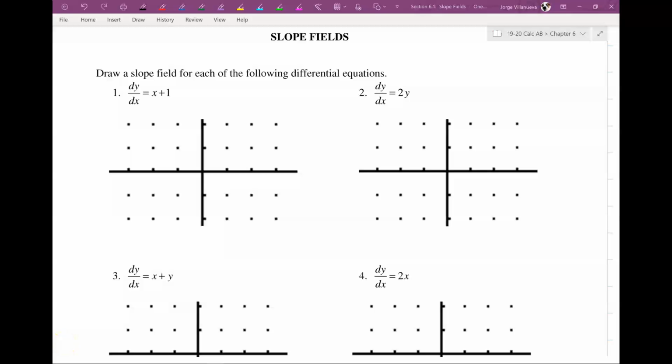All right, so this is section 6.1, slope fields. It also includes something called Euler's method, but that's a BC topic, so we don't have to worry about that.